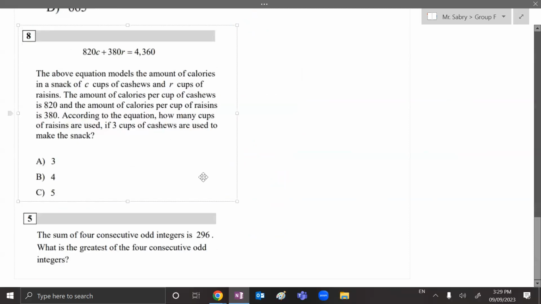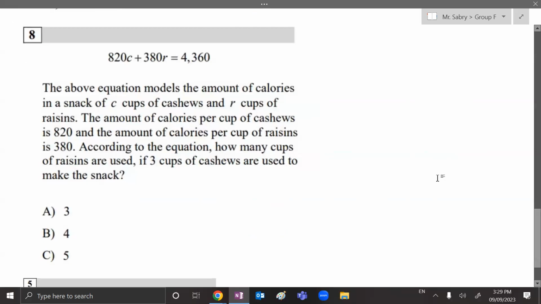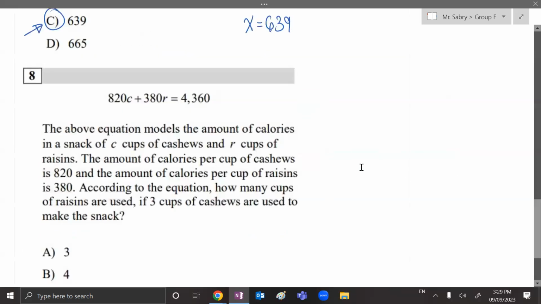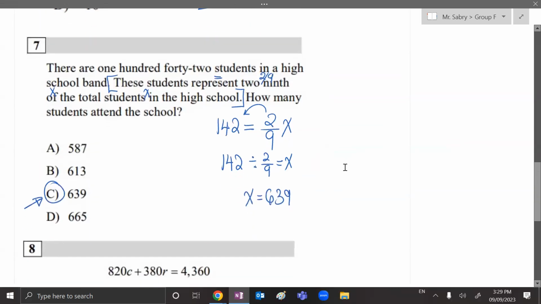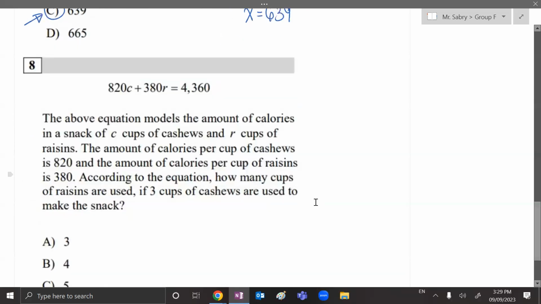Moving to number 8. This is a very important word problem. They wrote up top the amount of students already, right? Not like 142 students in high school, then they wrote students again in high school, which we set as X. No, there are 142 students in a high school band. They want to know how many students attend the school generally. So 2/9 of that number attend the band, and the overall students is 630.